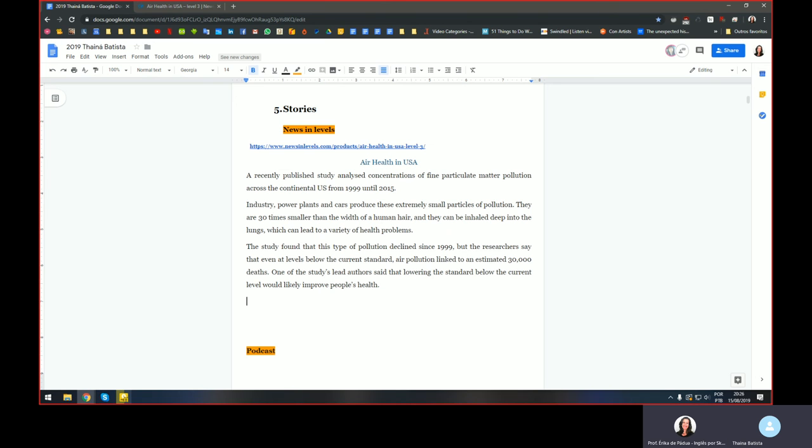Oh my goodness. You know that this term here, fine particulate matter pollution, I've been seeing this term so often in the news these days. One of my students is a chemistry engineer, and she studies this kind of pollution. So the first time I saw this term was when she was telling me about it in class. And then I started to see this in the news.